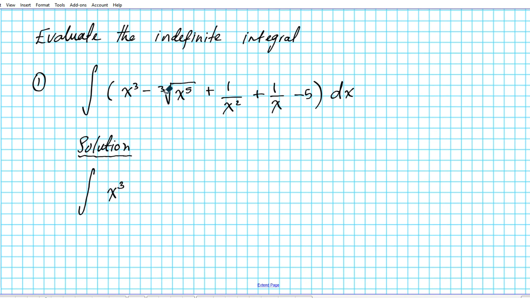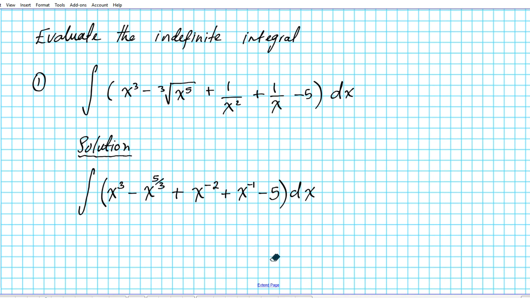Now, how about the third root of x to the fifth? That can be written as a power with rational exponents. So it's x to the power of the numerator, and the index of your radical is your denominator, like that. Plus 1 over x squared can be written as x to the negative 2. And then 1 over x can be written as x to the negative 1. You don't really have to rewrite 1 over x because this is a special case. Okay, and then minus 5 is already a power with the exponent of 0. Okay, so how do we proceed?